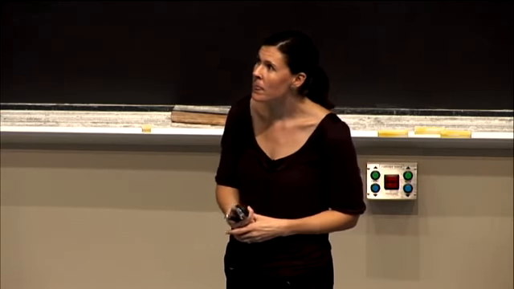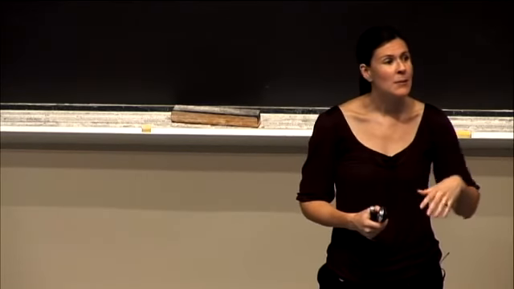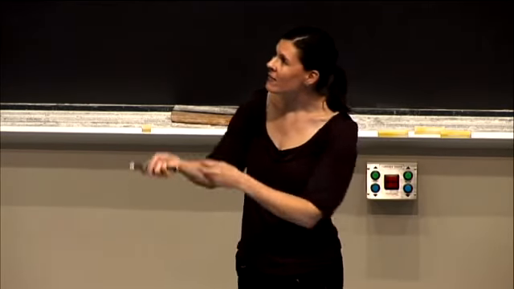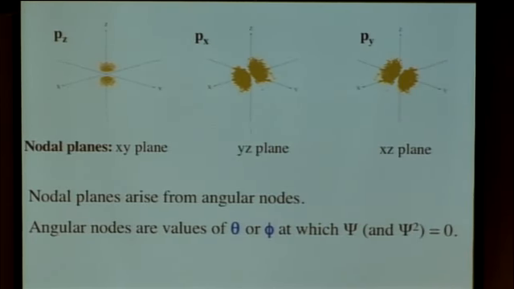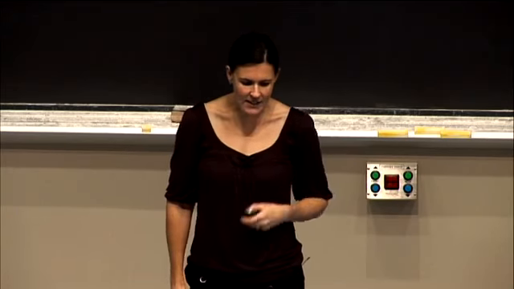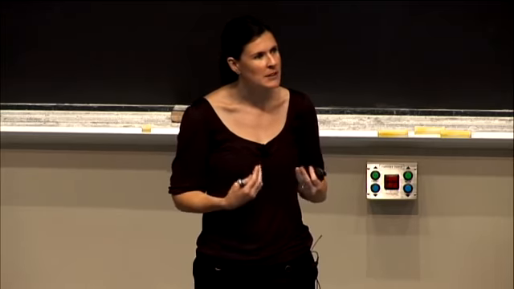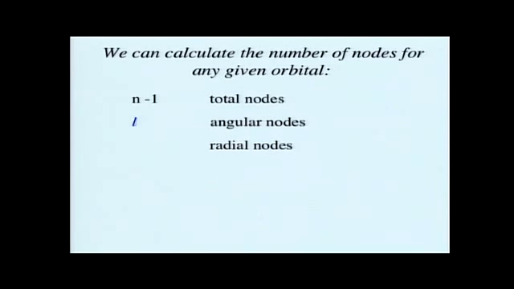So you remember from last time, radial nodes are values of r at which the wave function and wave function squared are 0. The difference now is we're just talking about the angular part of the wave function. And in fact, these are the only two types of nodes that we're going to be describing. We can actually calculate both the total number of nodes and the number of each type of node we should expect to see in any type of orbital. Our equation for total nodes is just the principal quantum number minus 1.